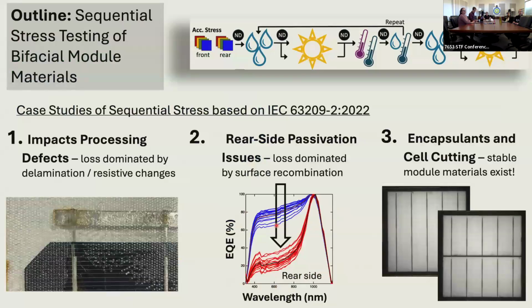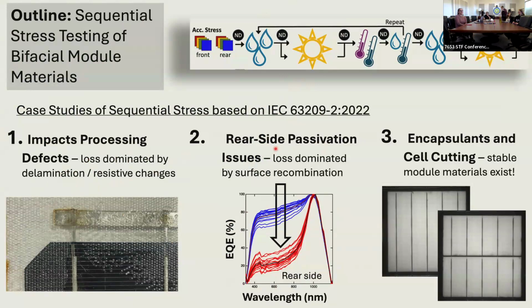So today we'll go over some case studies of sequential stress based on a modified sequence of IEC 63209-2. These are 3 different case studies we'll go through, all using the same type of sequential stress. So we'll look at impacts of processing defects on glass or glass transparent backsheet mini modules, where loss was dominated by delamination or resistive changes.